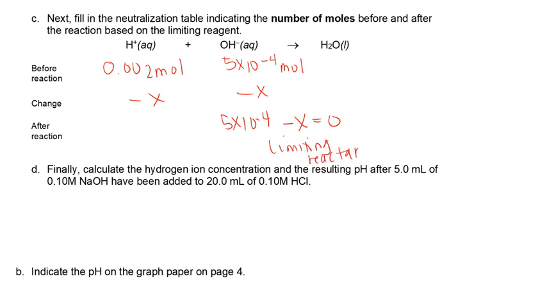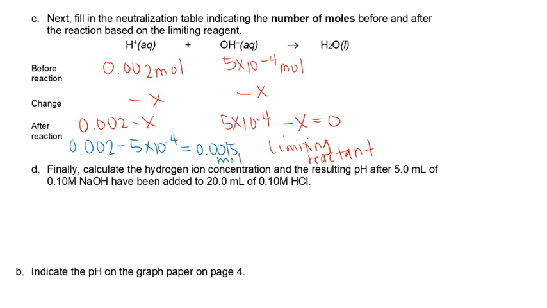It's what is going to run out. So we can say that X is approximately 5 times 10 to the negative 4. So this is supposed to be 0.002 minus X. So we can change that to 0.002 minus 5 times 10 to the negative 4, and we get that the concentration of H+ in the solution after the reaction is approximately 0.0015 moles.